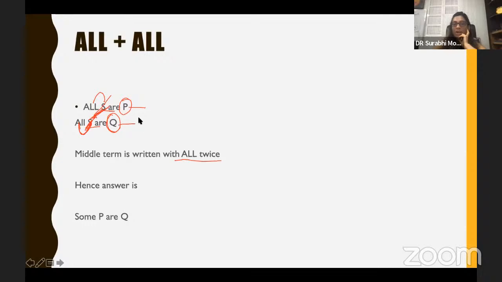However, it's not as if P and Q are not overlapping at all. When the middle term is written with all in both the statements, the answer changes from all to some, and your answer becomes some P are Q. Remember this. So in all plus all, there are two answers: all answer, some answer. If the middle term is distributed once, answer will be all. If the middle term is distributed twice, answer will be some. Just remember it, children.